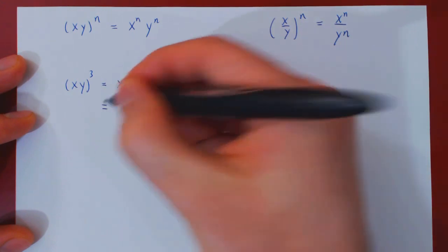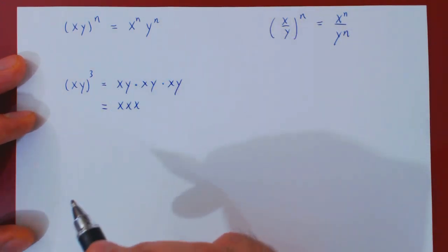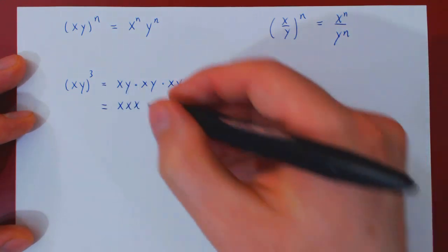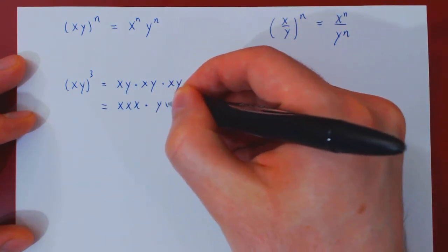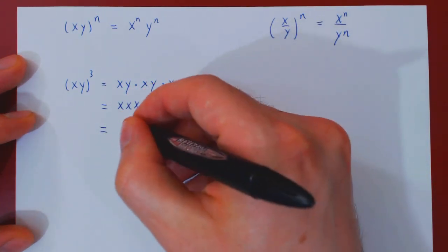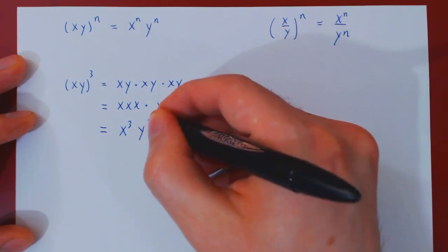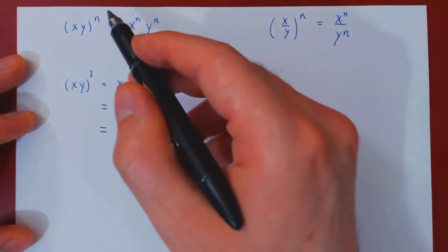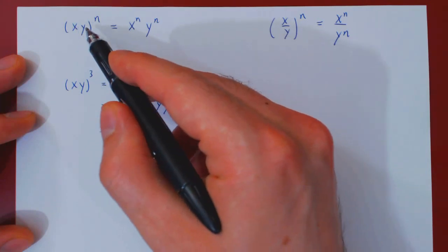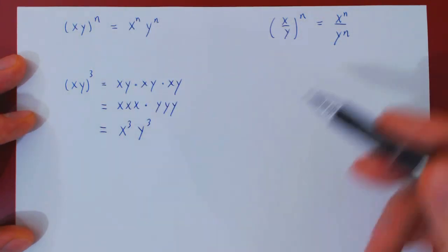And now if we simply regroup the x's, first we get x, x, x. There are clearly 3 of them. And then the y's, there are also 3 of them. And then of course, x times itself 3 times is x cubed. And y times itself 3 times is y cubed. So indeed we can distribute an exponent onto a product of terms by distributing onto each individual term.